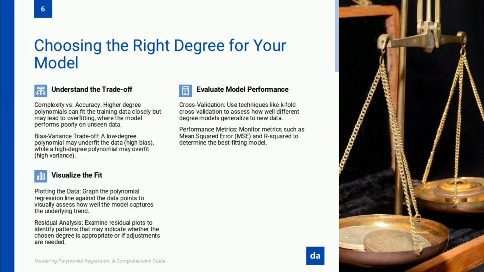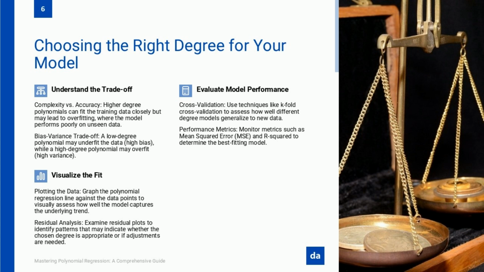A lower degree polynomial is easier to understand and explain, while a very high degree polynomial may capture more details, but at the cost of making the model more difficult to interpret. In some cases, additional techniques such as regularization can help control model complexity without reducing flexibility too much. By carefully evaluating performance metrics, visualizing model behavior, and using cross-validation, it is possible to find the optimal degree that provides a good balance between accuracy and generalization.